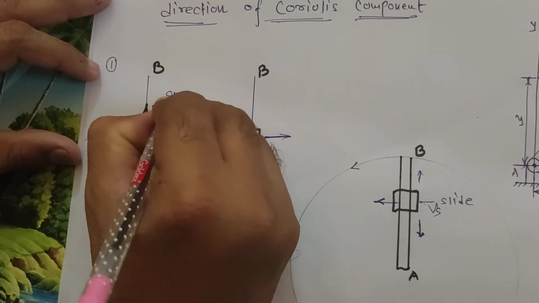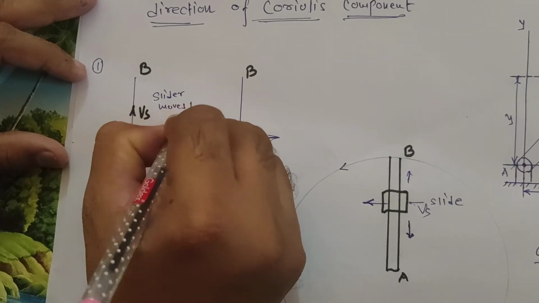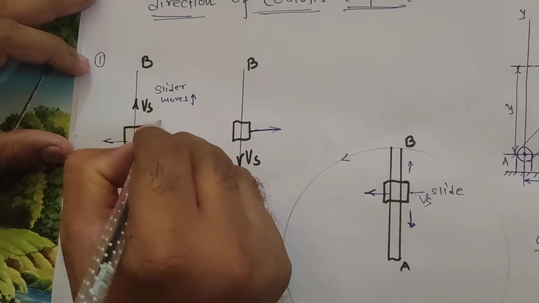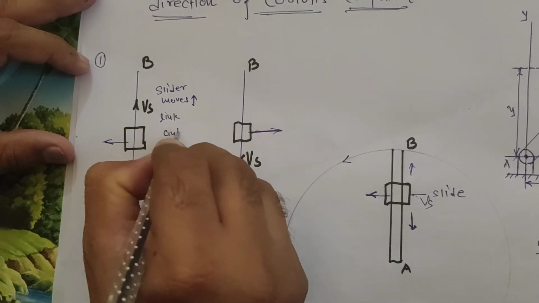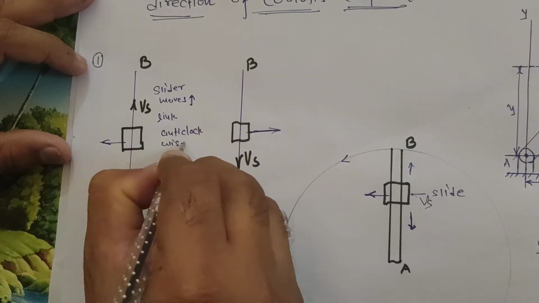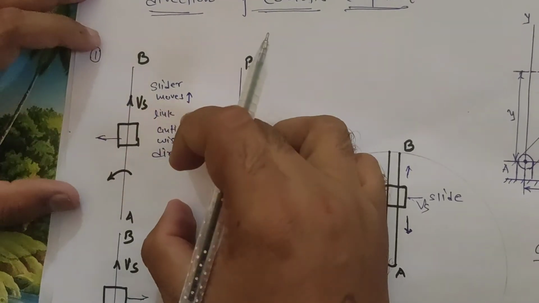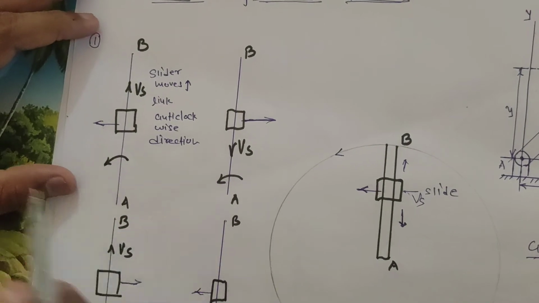the slider moves upward, and the link moves in the anti-clockwise direction. Okay, this is the first case. At that time we have to find out the direction of the slider. It may be perpendicular to this one.